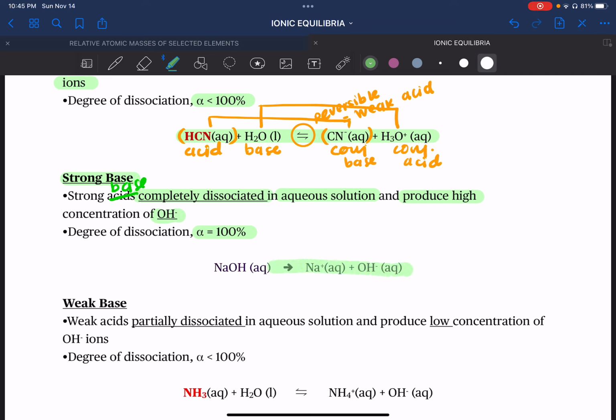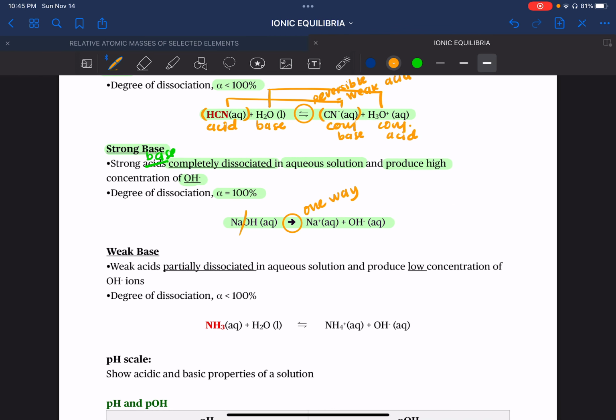So, cuba kita tengok equation for strong acid, strong base. The arrow is again the one-way punya arrow. Irreversible arrow. Okay, maksudnya NaOH ni, bila dia bercerai, dia tidak akan bercantum balik. Okay, we move on to the weak base.